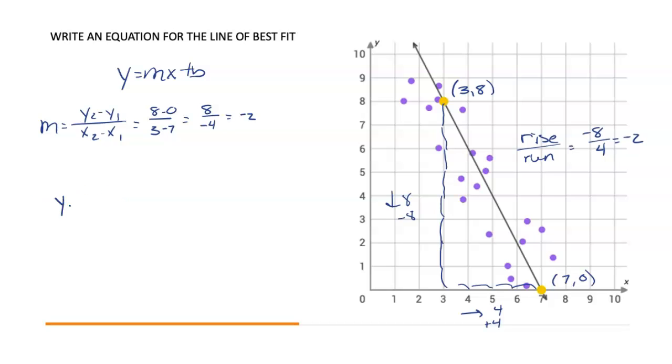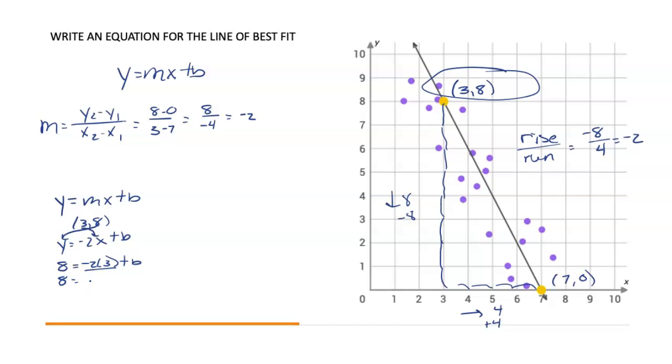Now we're going to go back though. I got to go find b. Y equals mx plus b. What is my m? Negative 2. Okay, so y equals negative 2x plus b. I'm going to use one of these points. I usually like to use the one with the 0, but just for fun, today I'm going to show you this one. I'm going to show you 3 and 8. 3 is x, 8 is y. So 8 equals negative 2 times 3 plus b. Or 8 equals, what's negative 2 times 3? Negative 6 plus b.